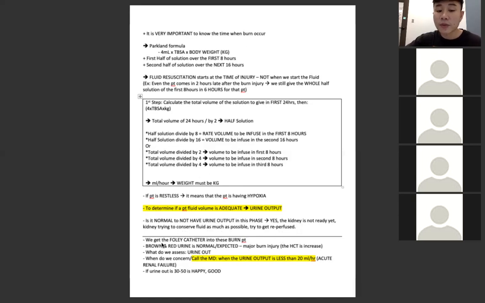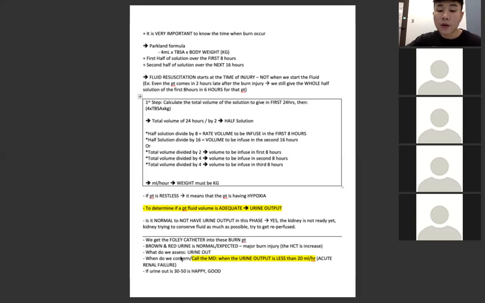So what we do is we insert a Foley catheter into this burn patient. If it's brown and red urine, it is normal and expected because it was a major burn injury. So there might be leakage of blood or tearing injury internally. So brown and red urine is normal and expected when we insert a Foley catheter.